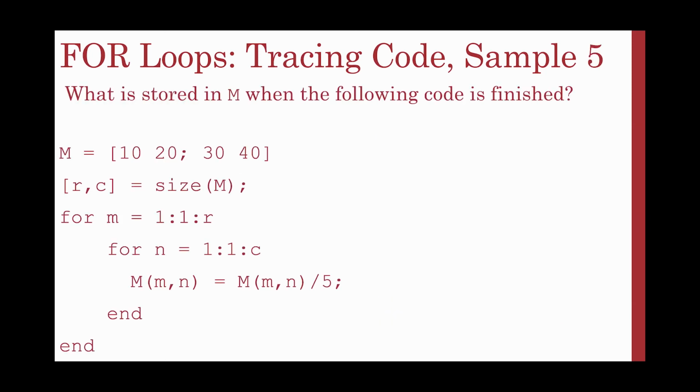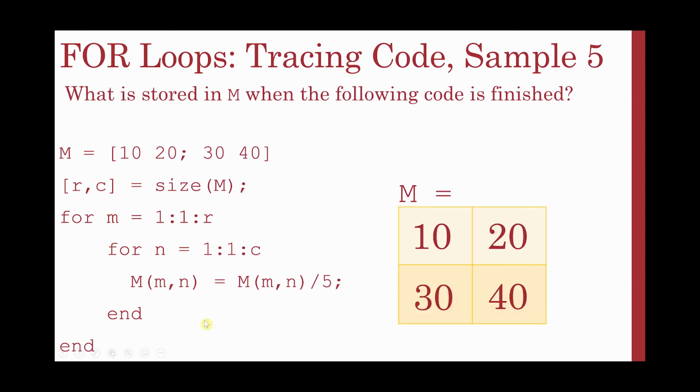So we're going to try and figure out what is stored in m when the following code is finished. We have m is equal to 10, 20, 30, 40. Nested for loops are great for doing indexing with matrices because you have rows and columns. So we're going to get r and c, which are the size of m. So we're going to go for little m equal to 1 in steps of 1 to r. So for all the rows and for all the columns, we're going to create a new vector that is our previous one divided by 5.